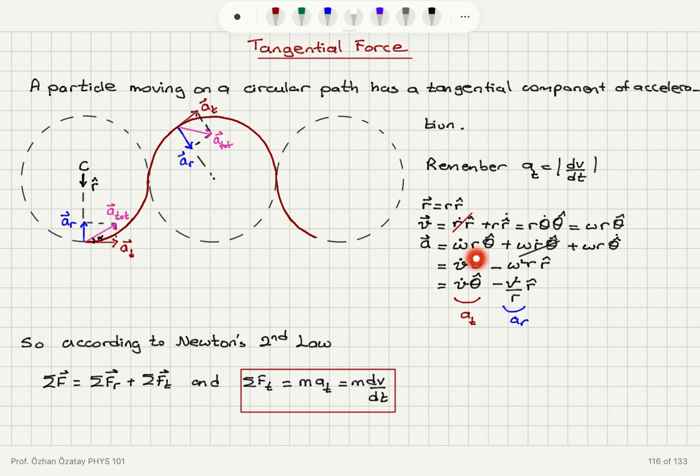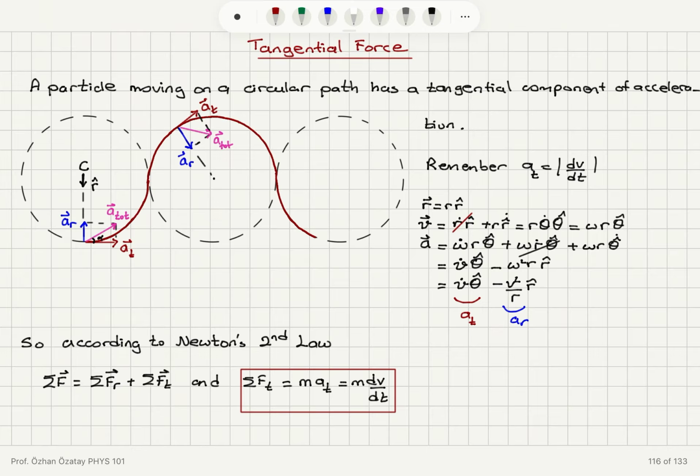And acceleration is omega dot r theta hat plus omega r dot theta hat plus omega r theta hat dot. Now omega dot r would be the rate of change of the speed, because the speed is omega r and r is a constant, so omega dot r is the rate of change of the speed in the theta hat direction. Omega r dot is 0 because r dot was 0, the radius is a constant, and omega r theta hat dot gives us minus omega squared r r hat, our usual centripetal acceleration, minus v squared over r in the r hat direction.